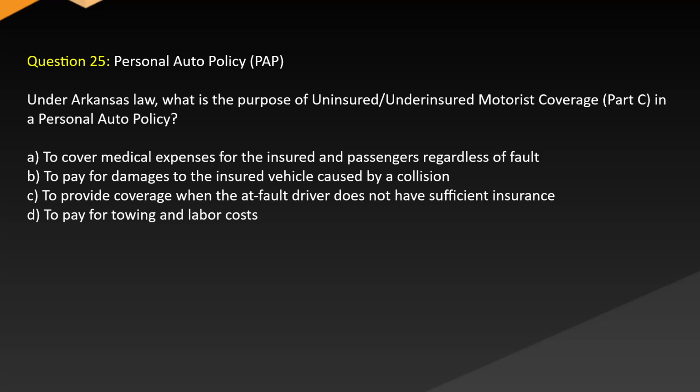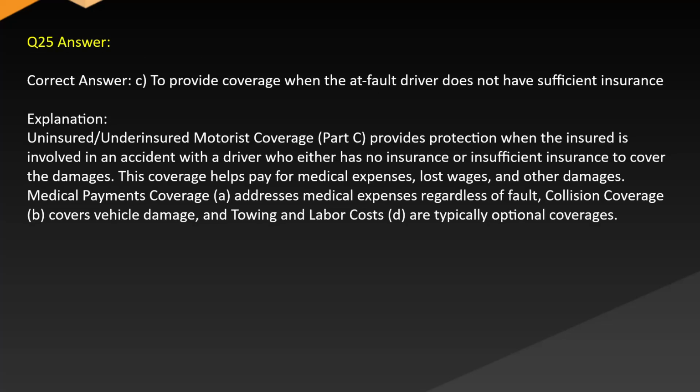Question 25. Personal auto policy, PAP. Under Arkansas law, what is the purpose of uninsured/underinsured motorist coverage, Part C in a personal auto policy? A. To cover medical expenses for the insured and passengers regardless of fault. B. To pay for damages to the insured vehicle caused by a collision. C. To provide coverage when the at-fault driver does not have sufficient insurance. D. To pay for towing and labor costs. Correct answer. C.